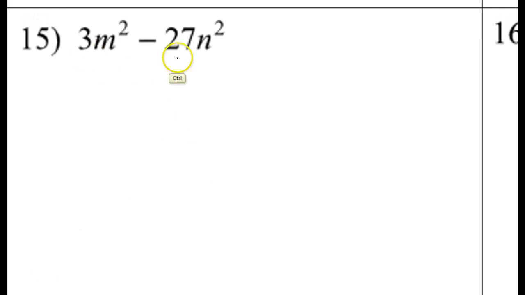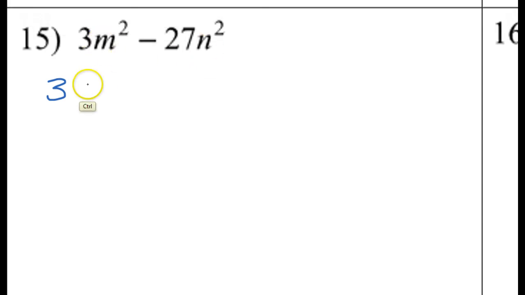So this is a binomial. So I'm not going to do the box method. I'm not going to do grouping. It's just going to be a GCF and possibly difference of squares. That's all I got. So let's start with GCF. Whoa, I'm noticing I have two different variables. So slow down. So actually, because these are different variables, there is no common variable. However, both terms are divisible by 3. So I can pull out a common factor of 3.